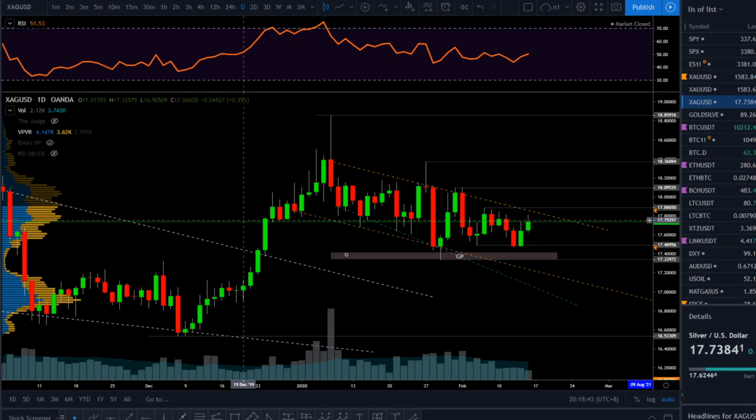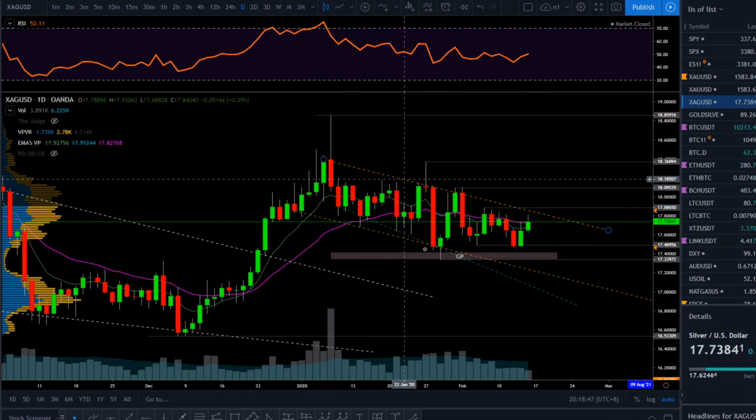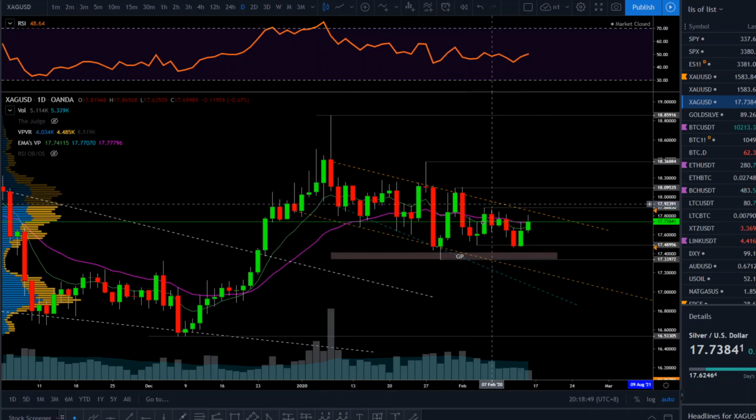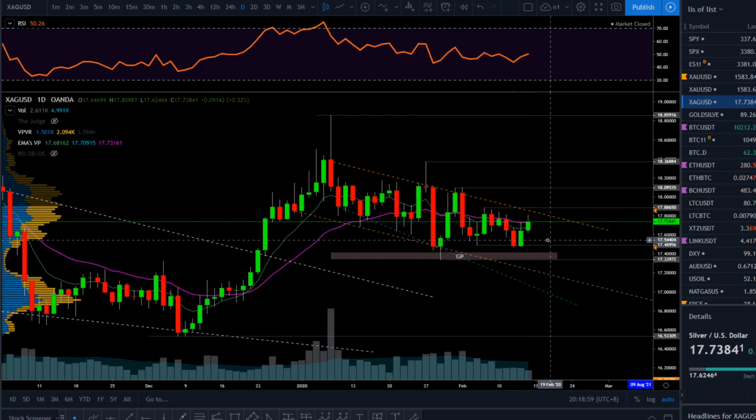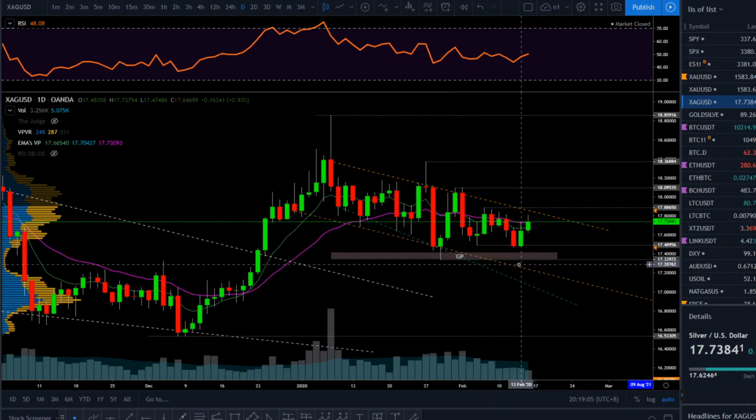With the EMAs here, the EMAs really don't matter on the daily because they've just been stuffed around. They've been broken, above and below, above and below. We got a bit of a rejection here with the wicks, but it's not showing any sort of support or resistance. It's better to ignore it.